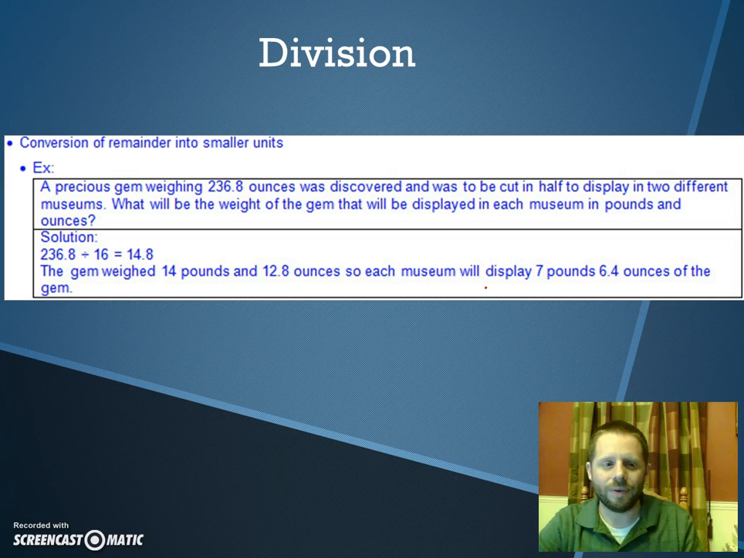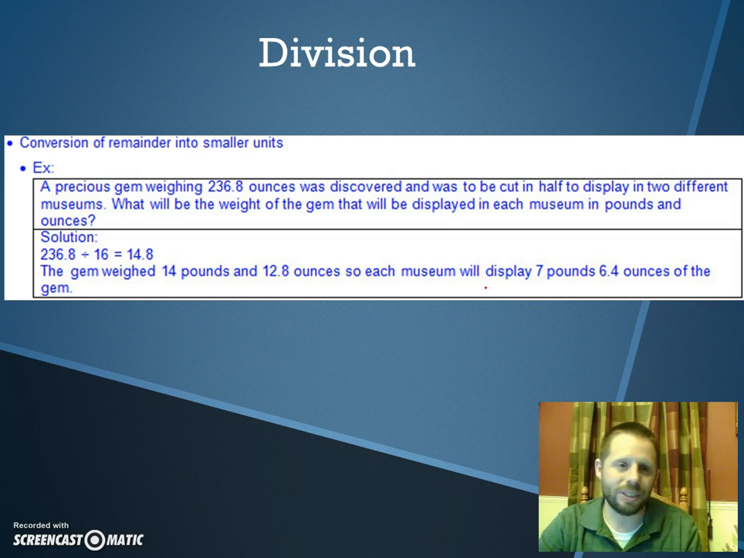All right, this one, conversion of remainder into smaller units. It says a precious gem weighing 236.8 ounces was discovered and was to be cut in half to display in 2 different museums. What will be the weight of the gem that will be displayed in each museum in pounds and ounces? To begin with, we have to understand that there are 16 ounces in a pound. So if we divide 236.8 ounces by 16, that would give us how many pounds this precious gem weighs.